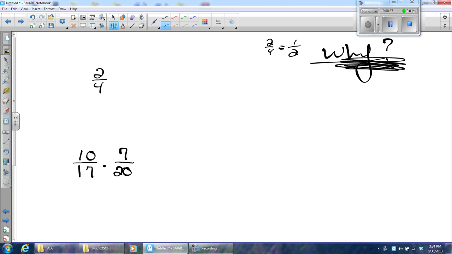When you can start to answer why, then you start to show you really get what's going on. And you can start to do things in math that you would never have thought possible before. Now, I might explain it a couple different ways, but with this particular case, I can rewrite 2/4 as 2 times 1 over 2 times 2.